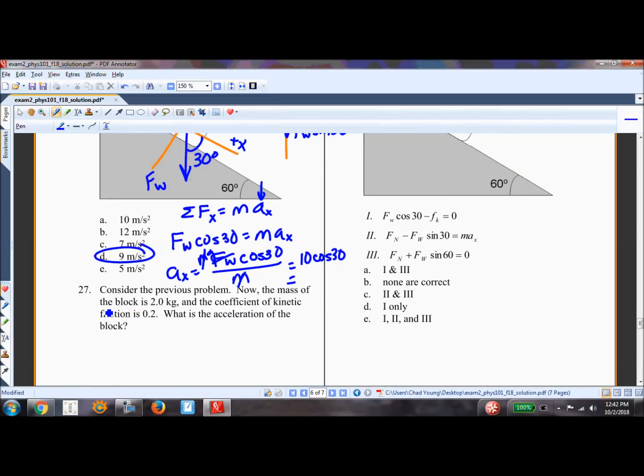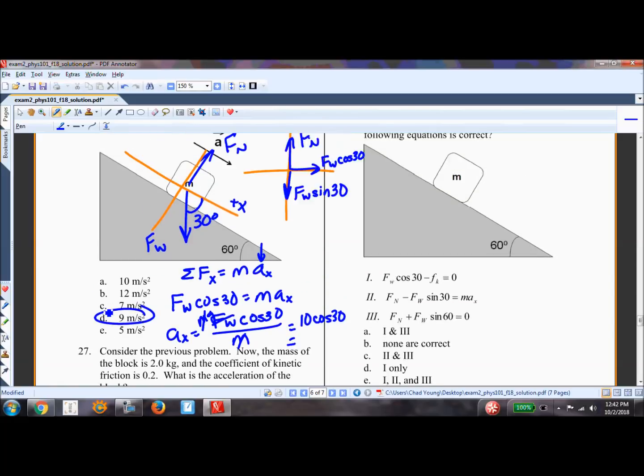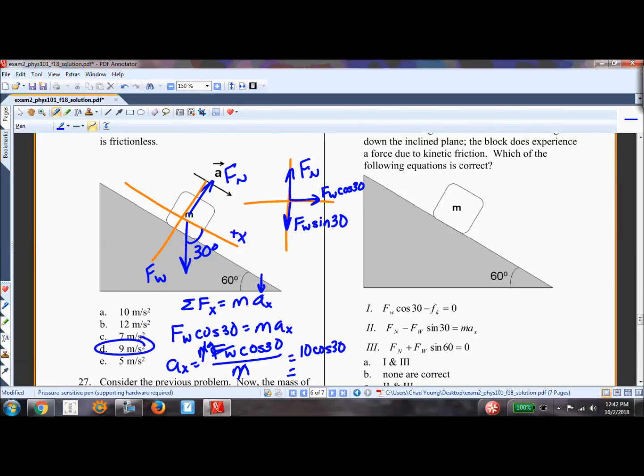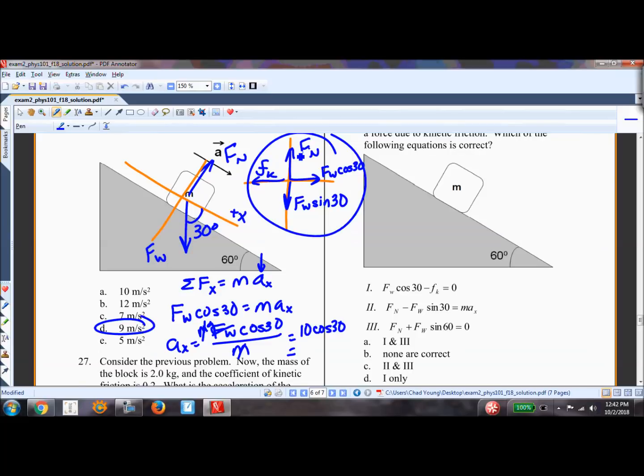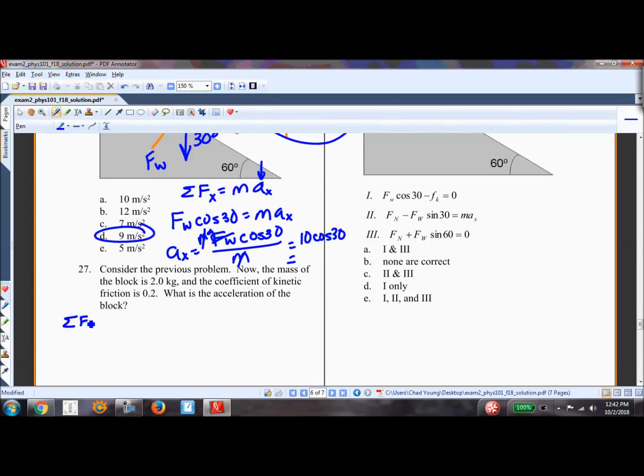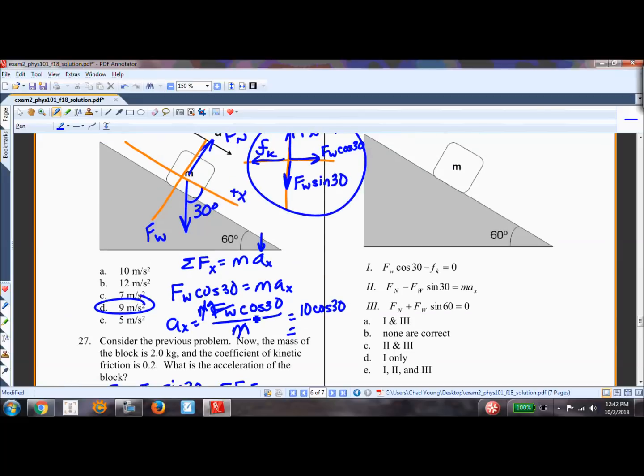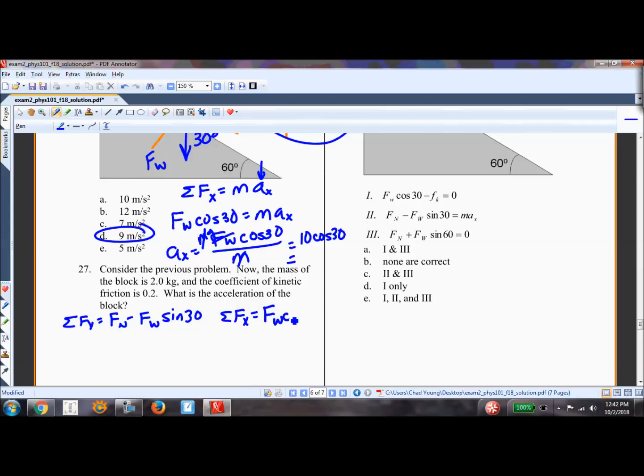All right. Consider the previous problem. Now the mass of the block is 2 kilograms and the coefficient of kinetic friction is 0.2. What is the acceleration of the block? So now I'm going to add in another force right here, and it's going to be my kinetic friction. I'm going to take this diagram and apply it to the second one. So here I need to find the normal force. So I say the sum of the forces in the y direction is Fn minus Fw sine of 30. And then also the sum of the forces in the x direction is going to be Fw cosine 30 minus Fk.